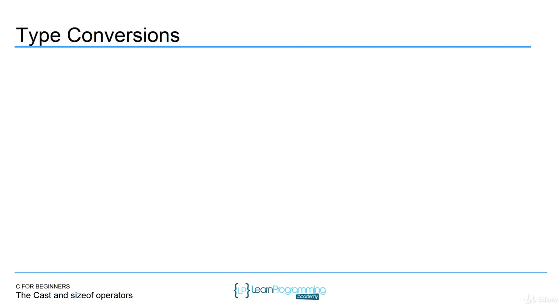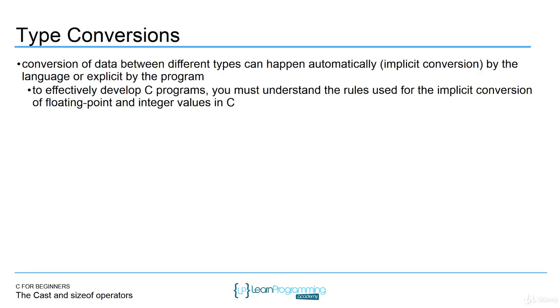In order to first talk about the cast operator, I have to tell you a little bit about type conversions, how data is being converted. We learned all about data types and different data types out there. But if you're actually trying to assign data to different types, there are some implicit conversions that go on in the C programming language. So conversion of data between different types can happen automatically, and this is referred to as implicit conversion, by the language, or explicitly by the programmer. The developer can use a cast operator essentially to do a conversion.